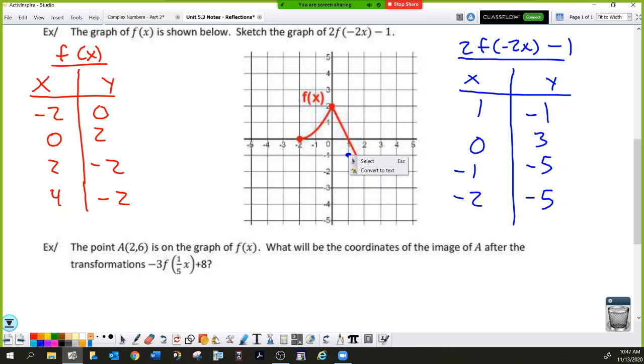Plotting my points: 1, -1; 0, 3; -1, -5; -2, -5. So here's the image. Skinny. There you go. But I'm not just making that up, am I? Is that why you're wearing them? It does, but it has the same illusion for guys as it does for women. It makes it look like you have a bigger chest.